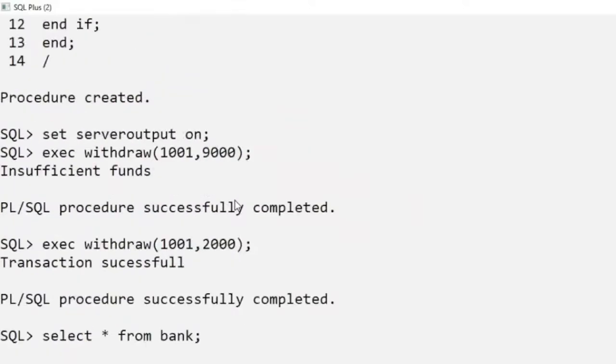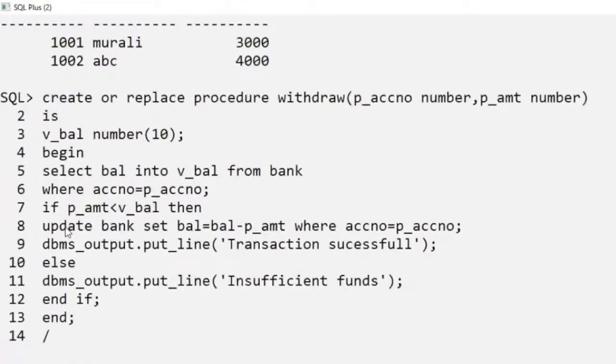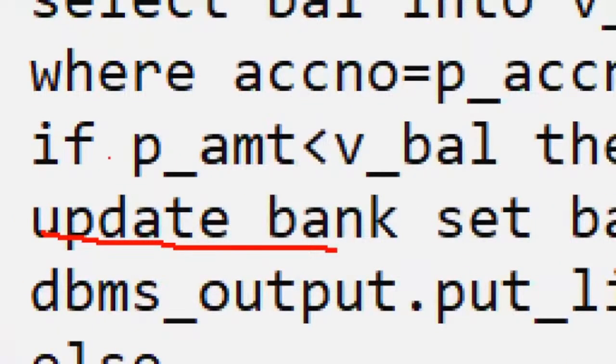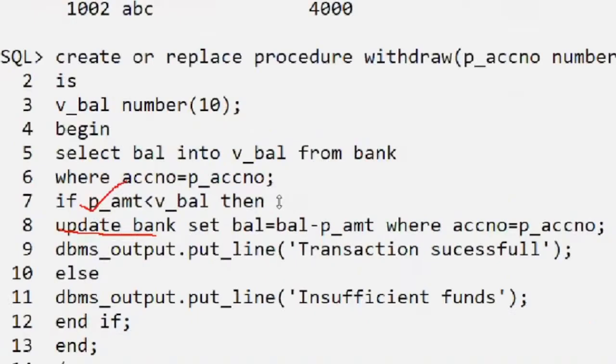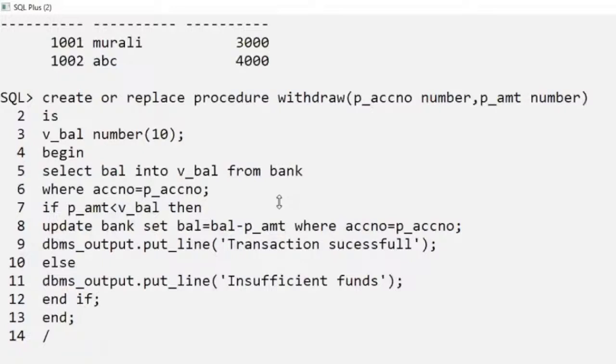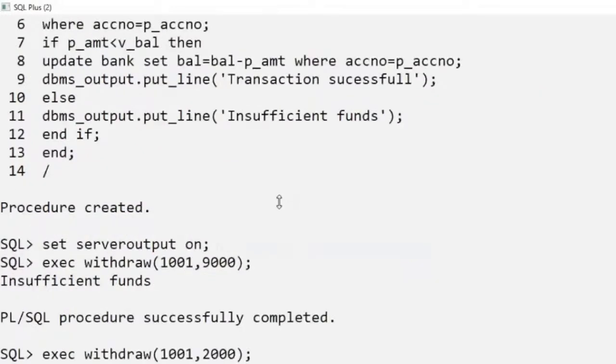You are a programmer, you are writing code with an update. Update is an SQL command only. If condition is a PLSQL command. That's why you need some language knowledge. Only with this type of PLSQL coding knowledge can you write real-time applications: OTP validations, bus ticket reservation, anything. So many applications are there, but a little bit of knowledge is required.